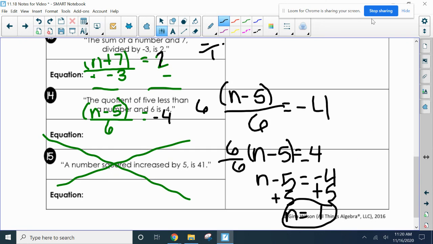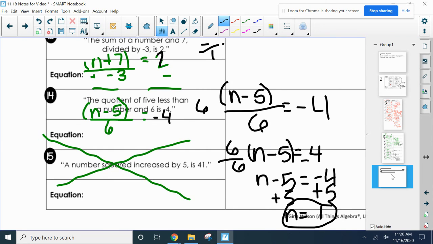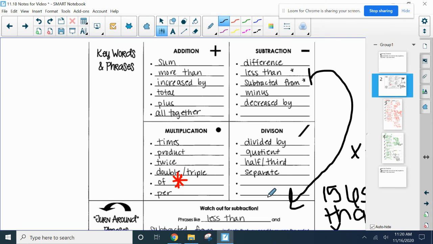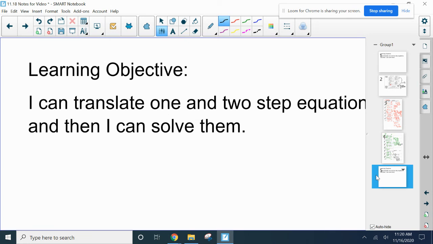Awesome. All right, so our goal for today was that you can translate 1- and 2-step equations. A big part of this is recognizing these keywords and phrases and using them to turn them into equations. And then you should be able to use your knowledge of 1- and 2-step equations that we learned last week and the week before and use that to solve them. So awesome. Please make sure you go in and do the work on this on Schoology. If you have any questions, let me know.